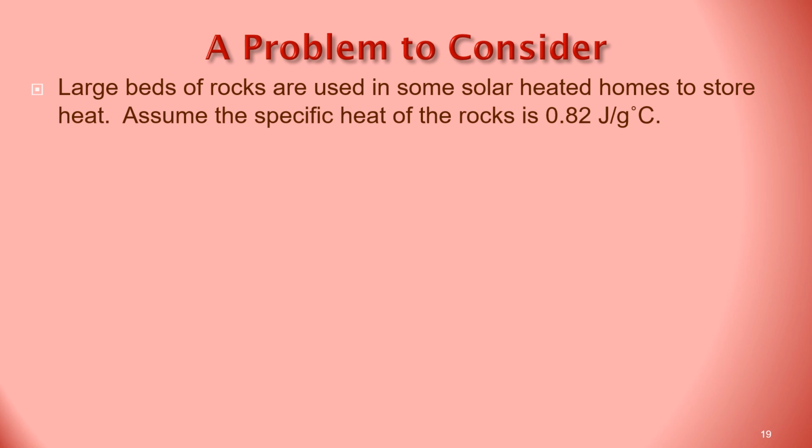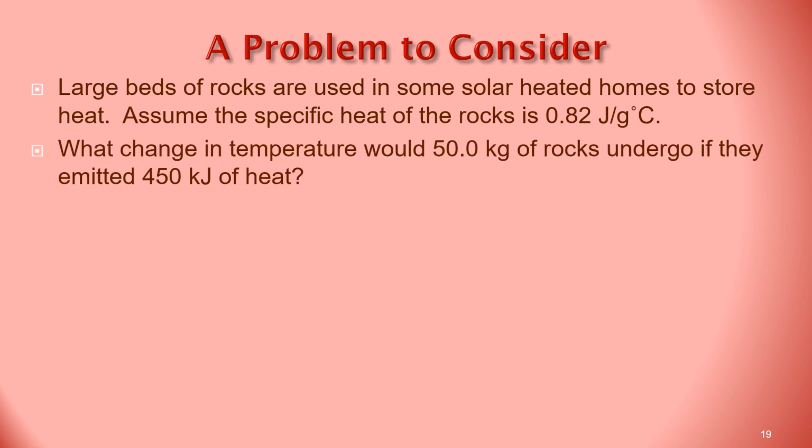Let's look at another example. Large beds of rocks are used in some solar heated homes to store the heat. So the sun heats up the rocks, which store the heat. Assume that the specific heat of the rocks is 0.82 joules per gram degree Celsius. Again, let's look at this question: what change in temperature would 50 kilograms of rocks undergo if they emitted 450 kilojoules of heat?